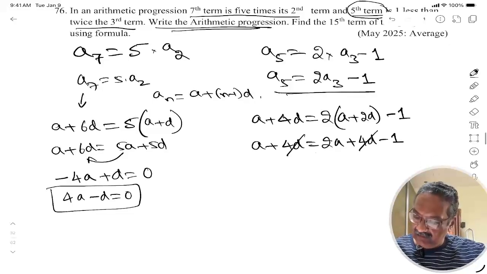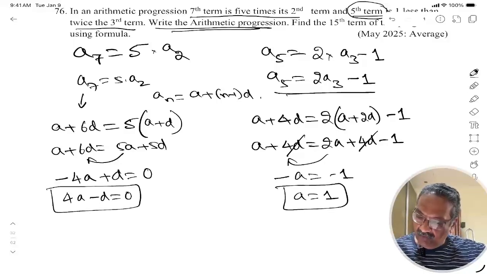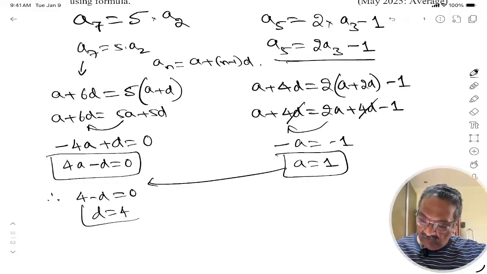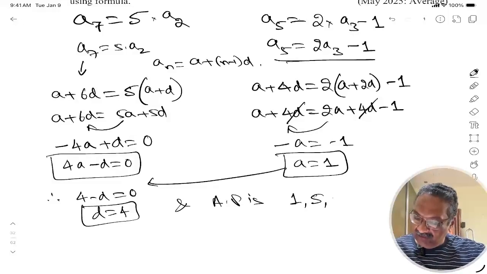4d cancels. So 2a coming to this side, 2a minus a, is equal to minus a. So a is equal to 1. We got a as 1. So if you put this here, we get 4 minus d is equal to 0, d is equal to 4. And the AP will therefore be: first term is 1, second term will be 1 plus 4 is 5, then next 5 plus 4 is 9, 9 plus 4 is 13, and so on.